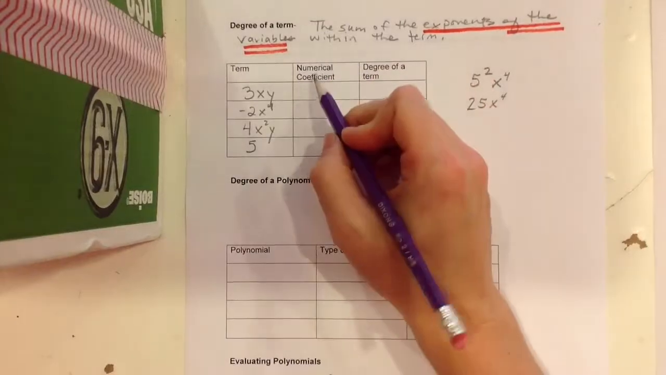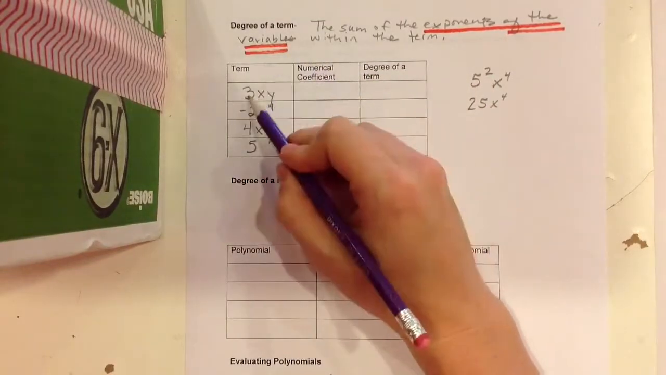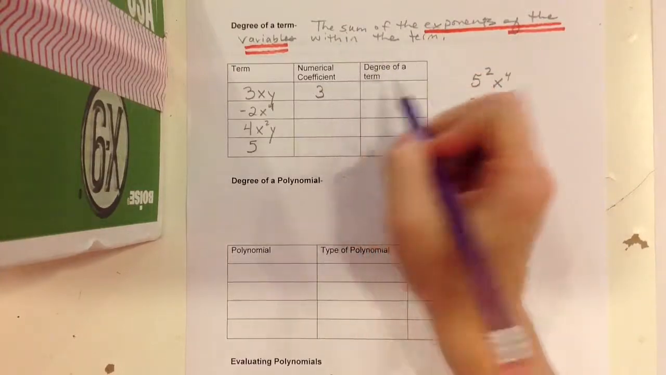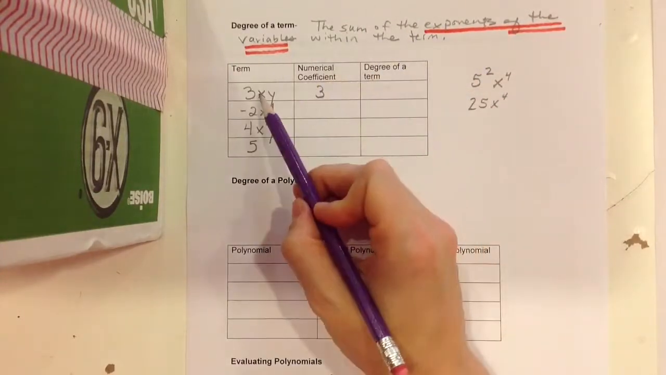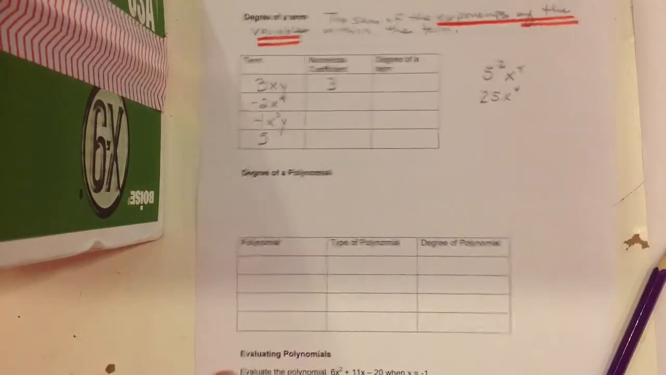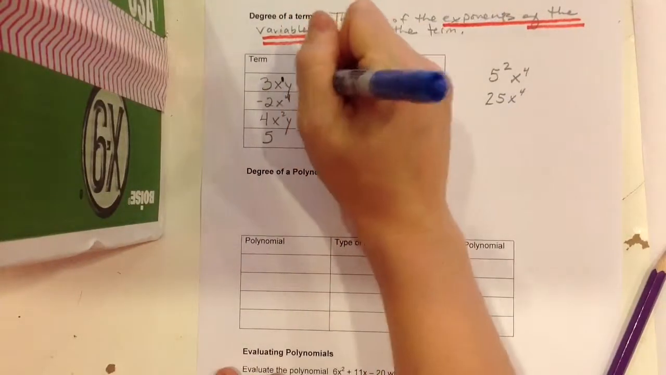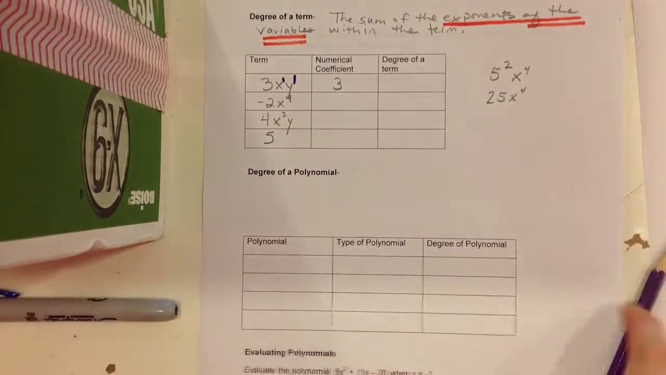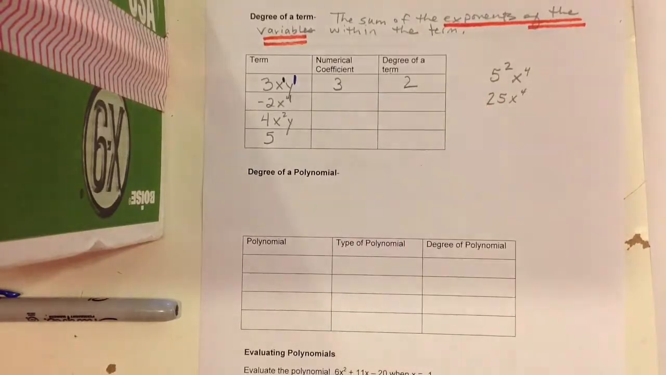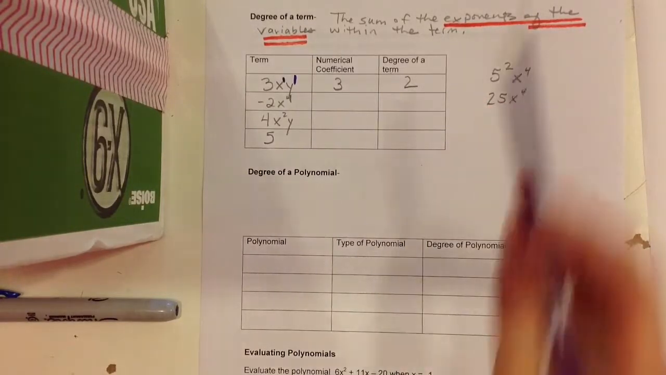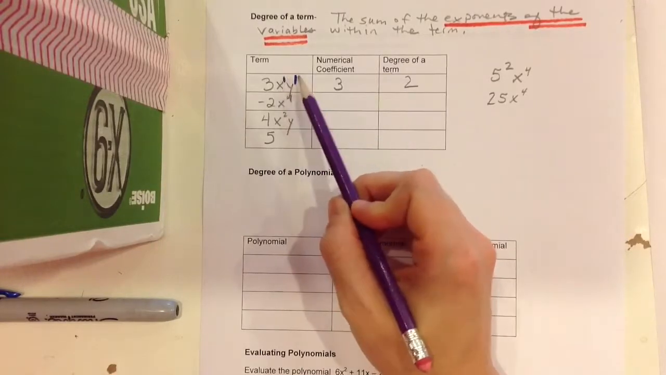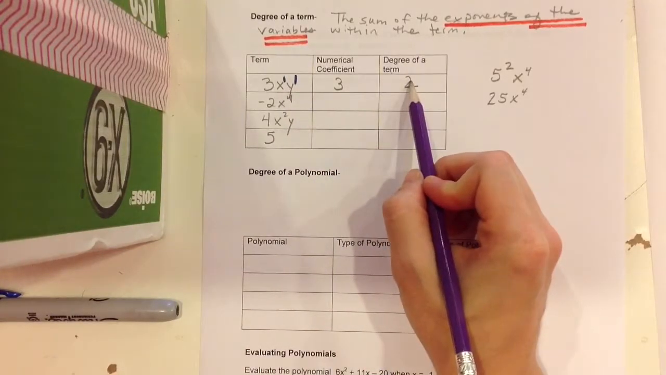So the first thing they want you to look at is the numerical coefficient. The number factor in front is the 3. And then we're going to look at the degree of the term. I'm looking at all the exponents on the variables. So this exponent is an understood 1, and that exponent is understood 1. So I have 1 plus 1 is 2. So the degree of the term is 2 because I'm adding up the exponents on the variables.